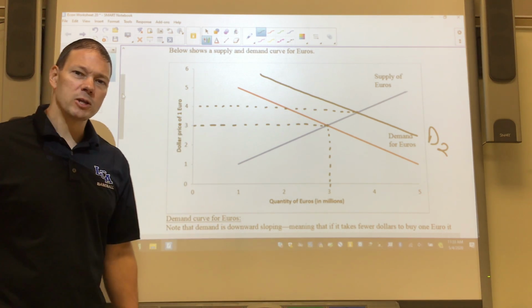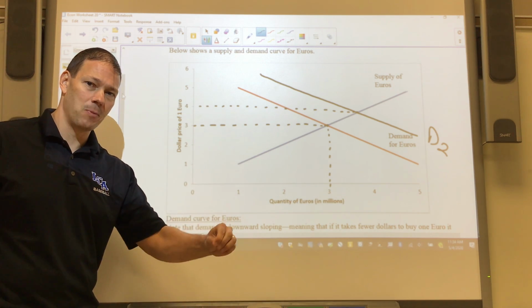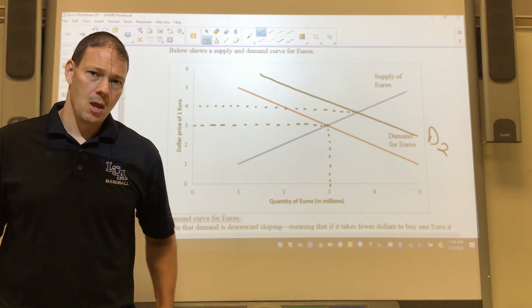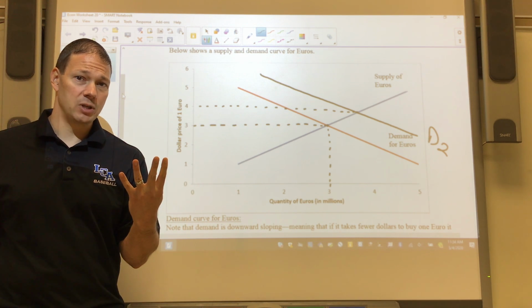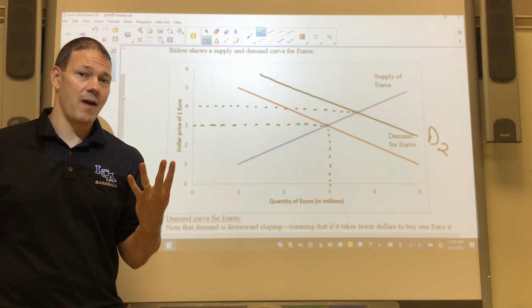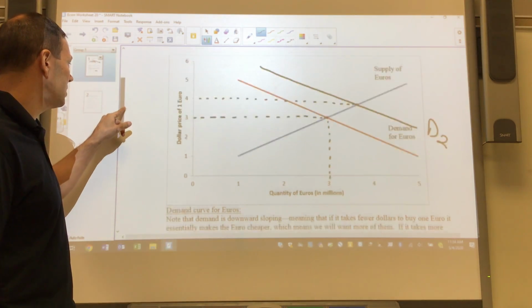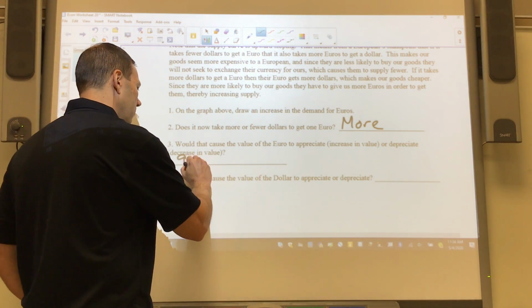And the baseball card used to be worth $3. It used to take $3 to get that baseball card. Now it takes $4 to get the baseball card. Well, if your baseball card used to be worth $3, now it's worth $4, is your baseball card more or less valuable? That's right, it's more valuable. And if it's more valuable, you would say that your baseball card has appreciated. Well, the same thing is true of the euro, right?